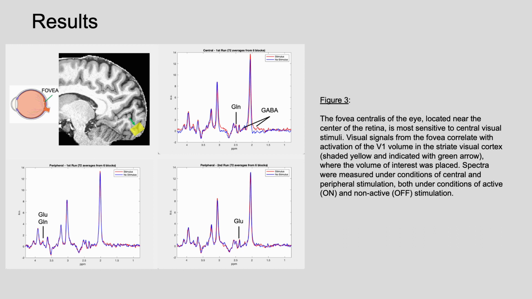This is some of the resulting spectra that was measured in the yellow region of the visual cortex due to direct stimulation of the fovea due to central visual stimulation. The blue spectra is in the off state, and the red spectra is in the active state. There are minute differences in the spectrum which reflect the different levels of glutamate and GABA, as well as glutamine.